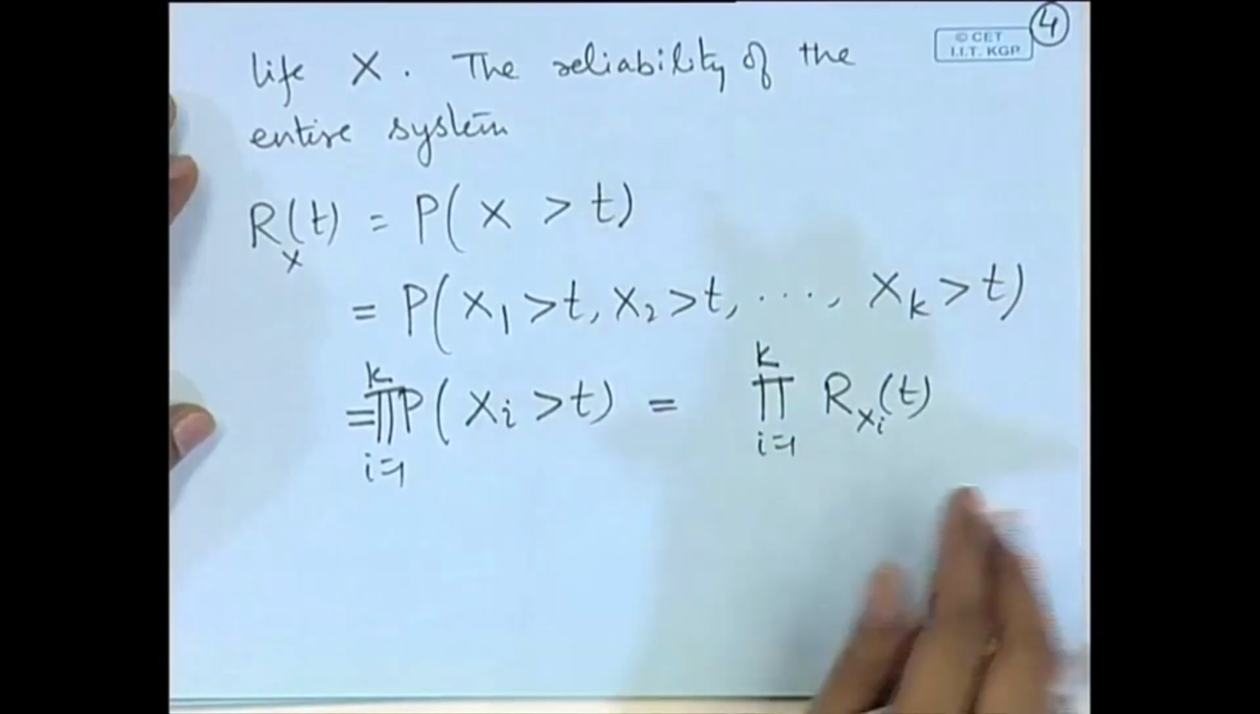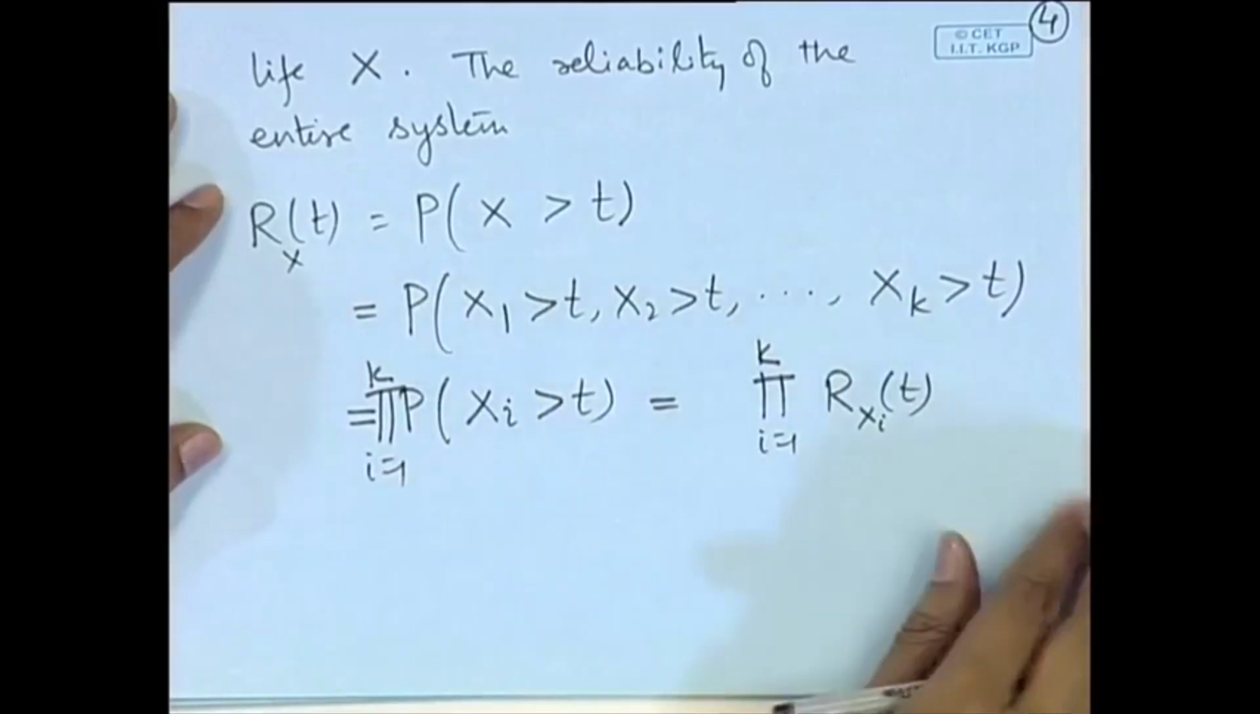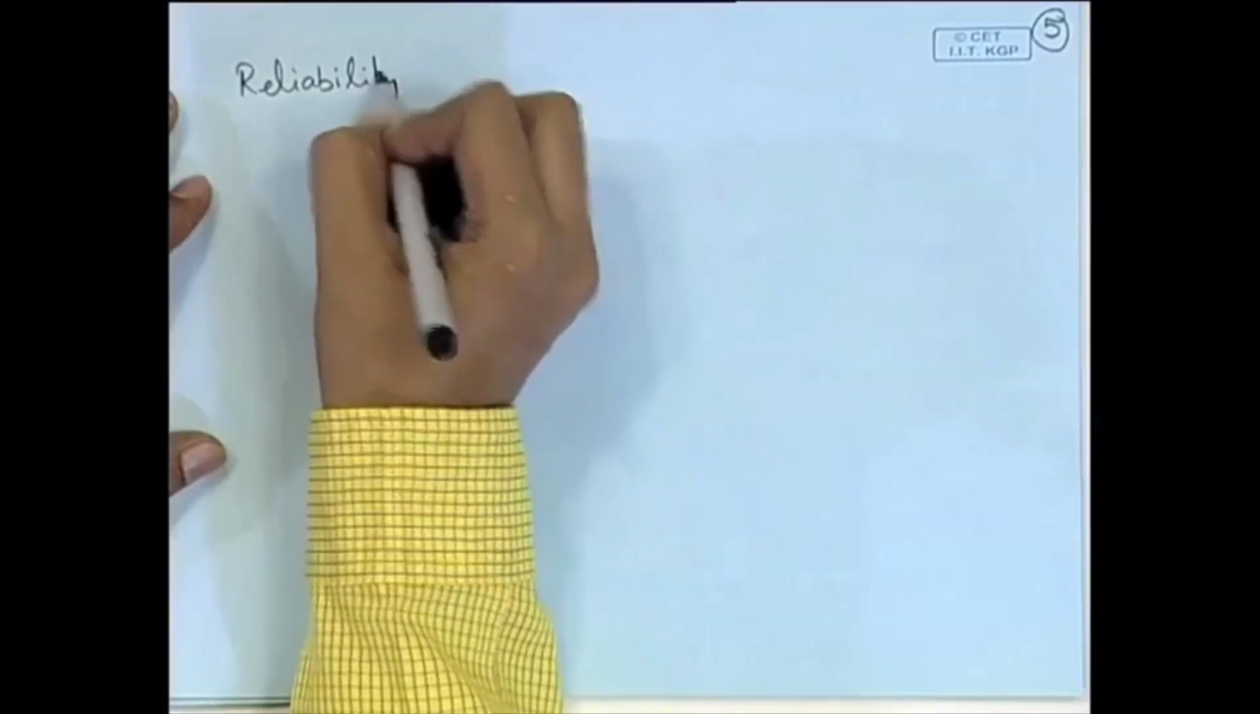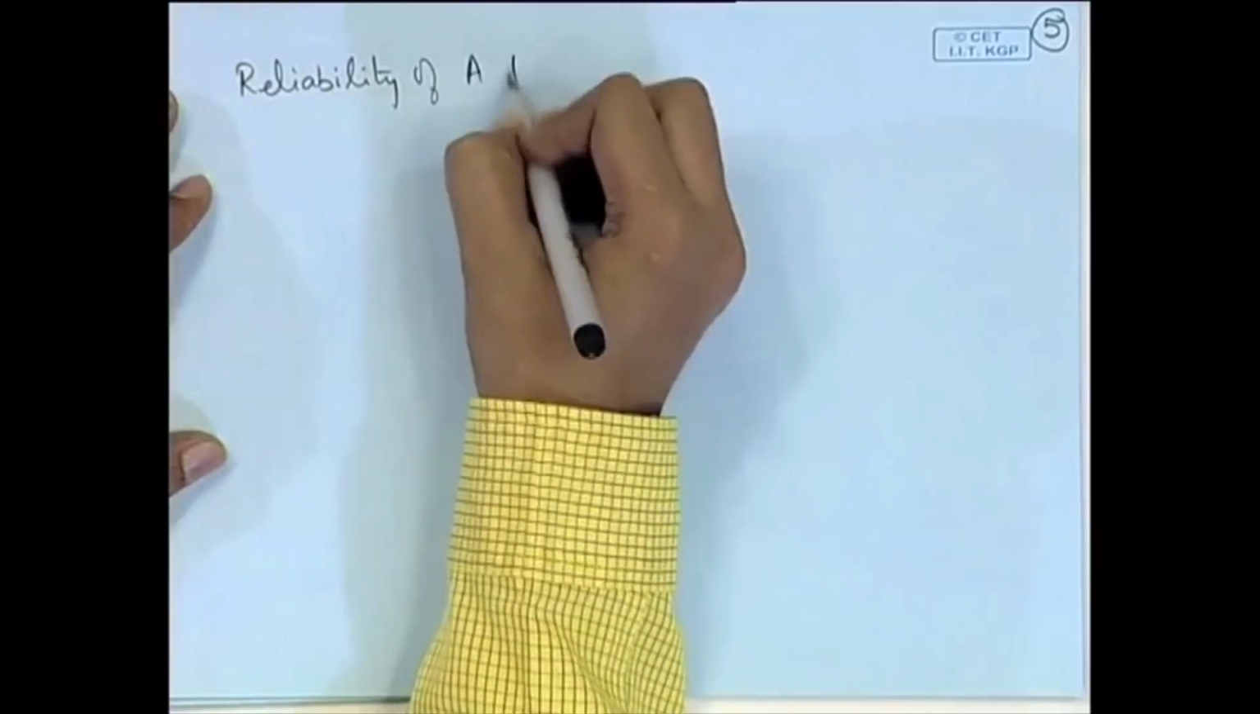In a similar way, we may have systems which are connected in parallel. Let us look at the reliability of a parallel system.